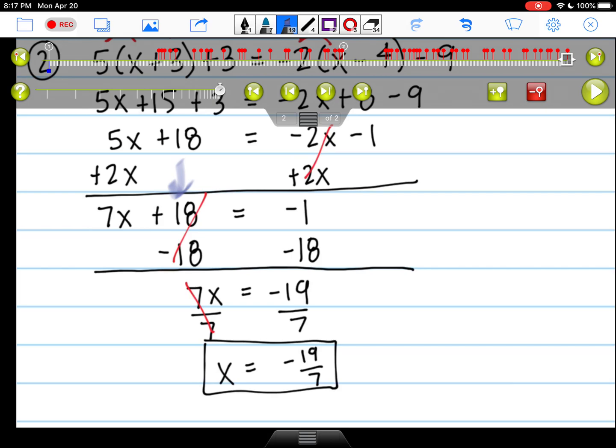Do not write it as a mixed number, but simplify if possible. So for example, if it was negative 14 over 7, that would be the same as negative 2, right? Because we can simplify that, we can divide it. But in this case, we can't divide or simplify negative 19 over 7.